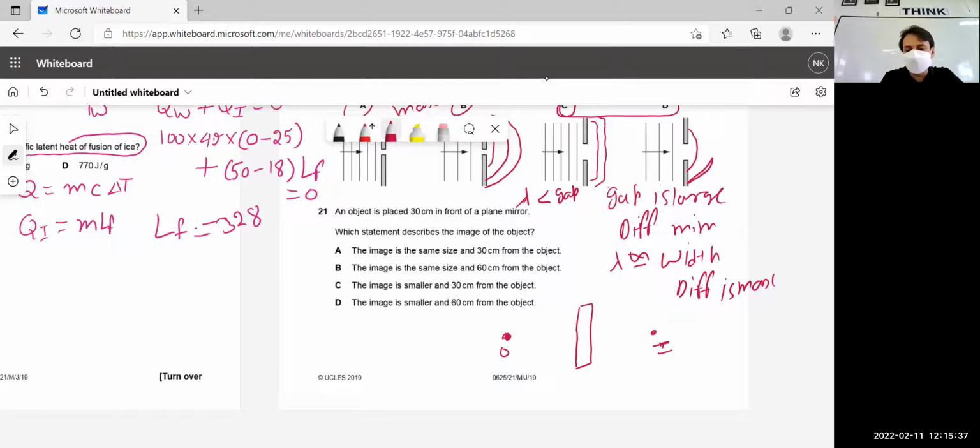As per the question, they said 30 centimeter in front of a mirror, so this distance is 30 centimeter. And the object and image distance will be now 30 plus 30, because the image will form exactly at the same distance behind the mirror as the object is from the mirror. So what is the total length? This will be 30 plus 30, 60 centimeter. In a plane mirror, the image will be of the same size and 60 centimeter from the object. So question number 21, right answer is B.